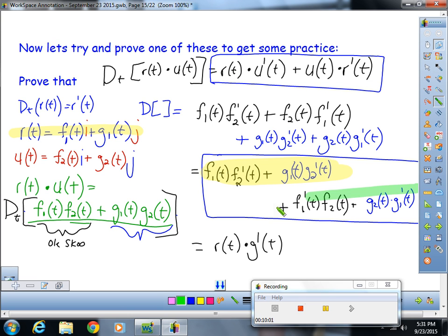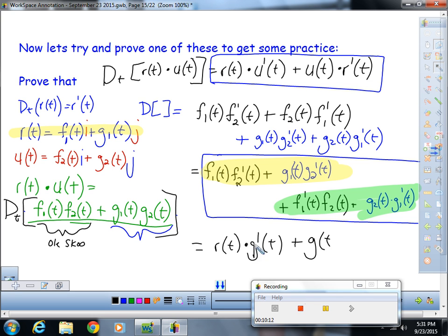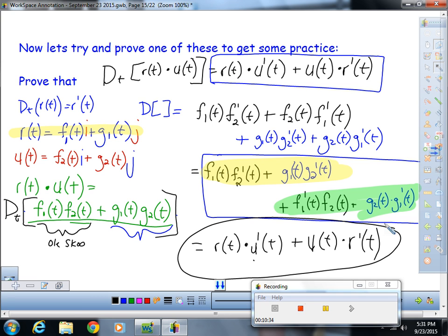Highlighted in green, well, you probably already know how this movie is going to end. That is u of t, sorry, not g. I'm just using g's. They should be u's. u of t dot r prime of t, and we have just done our first proof of one of the chain rules. Rule number 4, the dot product chain rule. If you didn't catch all that, you might want to watch it again in slow motion.